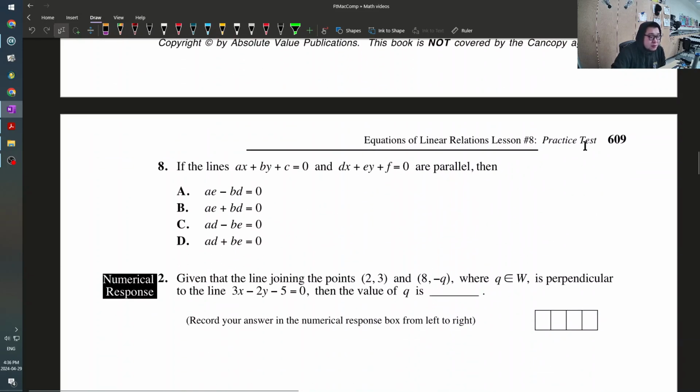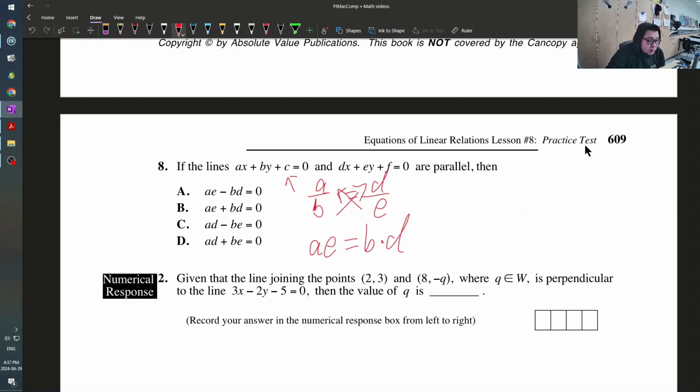8. If the lines are parallel, that means the slopes are going to be the same. So what are the slopes? The slope of the first one is equal to a over b, right? The slope of the second one is equal to d over e. So if the slopes are equal, then cross multiply: a times e is equal to b times d. And then if you subtract bd on both sides, ae minus bd is equal to 0. 8 is a.